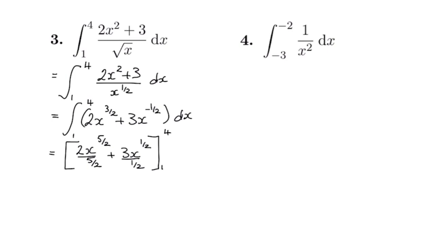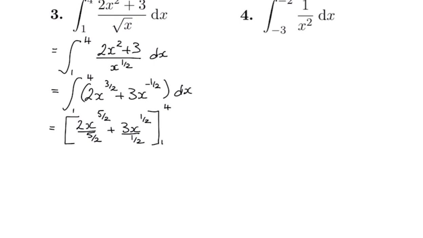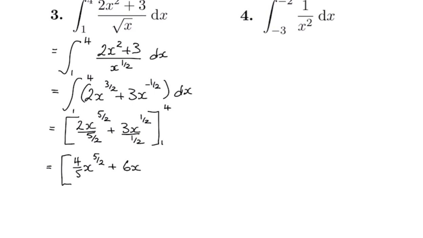And it's between the limits of 1 and 4. So what we're going to do now is we're just going to simplify that. So remember, when you're dividing by a fraction, it's the same as multiplying by its reciprocal. So this is going to give us 4 over 5 x 5/2 plus 6x to the power of half, and that's between the limits of 1 and 4.